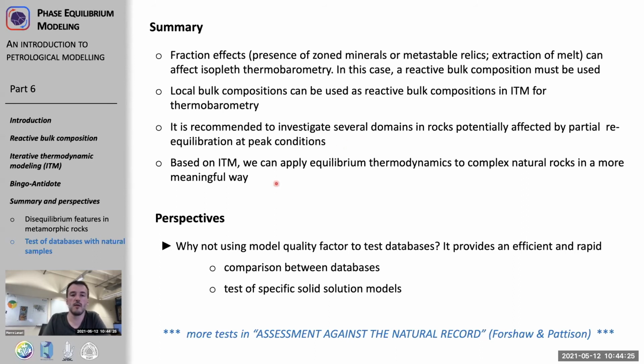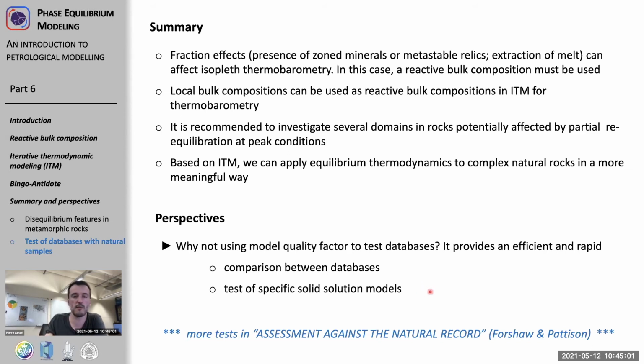Finally, based on iterative thermodynamic models, we can apply equilibrium thermodynamics in a much more meaningful way for samples that show very complex patterns, like when you do not fully reequilibrate a sample at, for example, your peak conditions. And the perspective that I will send for the talk of Jacob tomorrow is: why don't we use those model quality factors to test the databases? Because we can easily compare the results of different databases, and we can test the specific solid solution models.